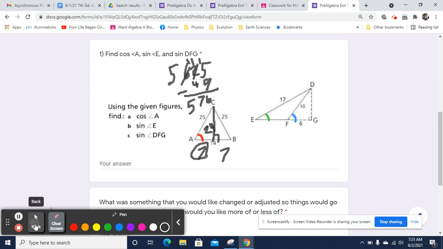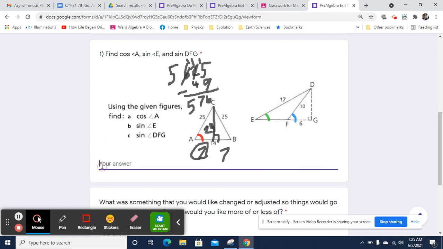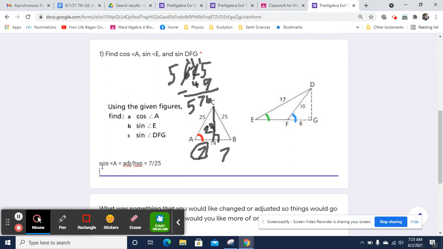So the cosine of A is the adjacent over the hypotenuse. So cosine of angle A is going to equal the adjacent over the hypotenuse, and that's going to equal 7 over 25. Now the sine of E, of angle E, is going to require us to find this side here.